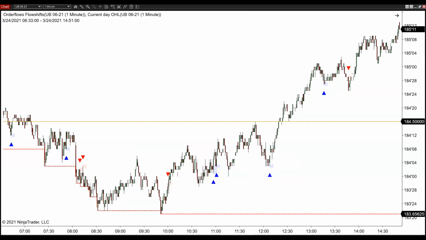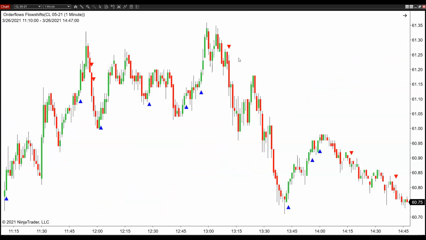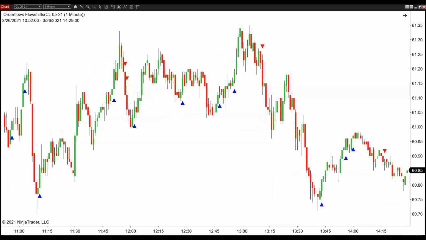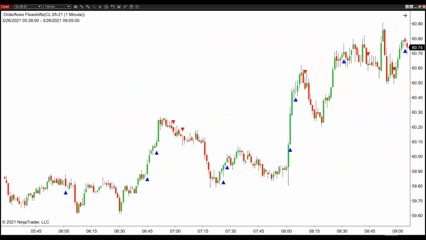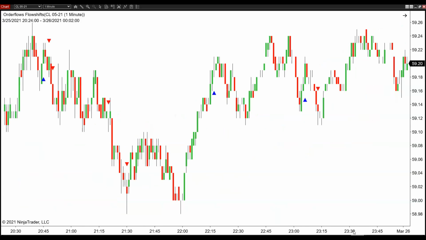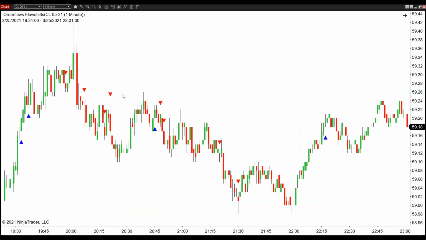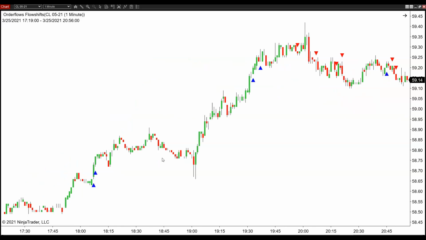Okay, so I turned back here, right? This is back to the crude. I put it back on its original settings, just to give you an idea. You can see the night session. When I had the settings of 3 and 1, there were fewer signals in the night session. It didn't catch this move down, didn't catch this move up.